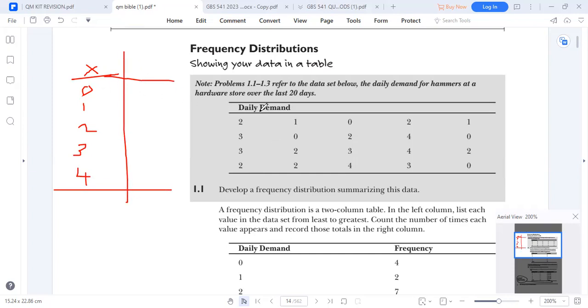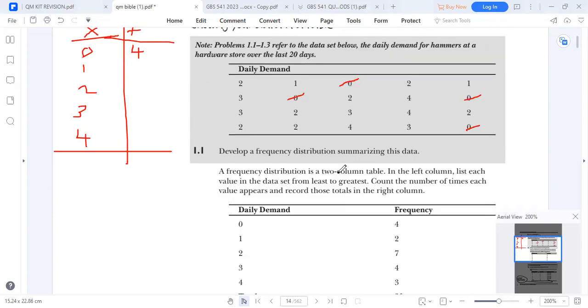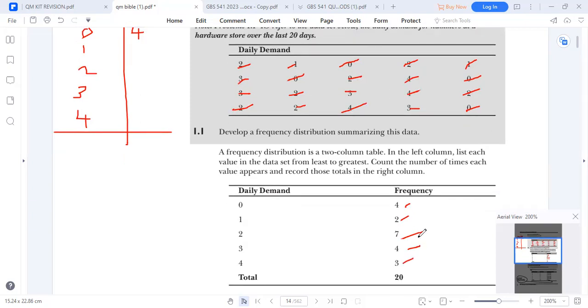How many zeros do we have? We count them: 1, 2, 3, 4. So the frequency for this one will be what? 4. Then you go, how many ones do we have? We have 1, 2. Then you put your 2 there. How many 2s do we have? We have 7: 1, 2, 3, 4, 5, 6, 7. Put your 7 there. How many 3s do we have? 1, 2, 3, 4. Put your 4 there. How many 4s do we have? We have nothing here, nothing there. 1, 2, 3. I have a 3 there. Then you total them up.